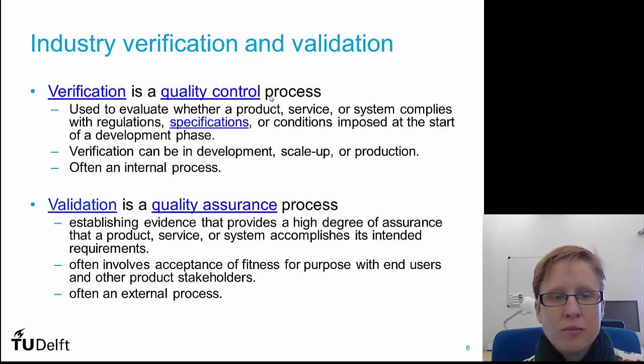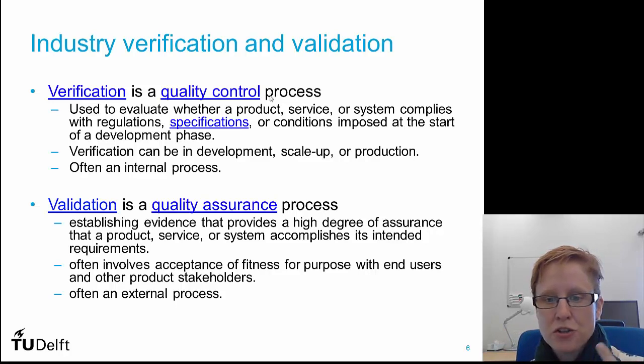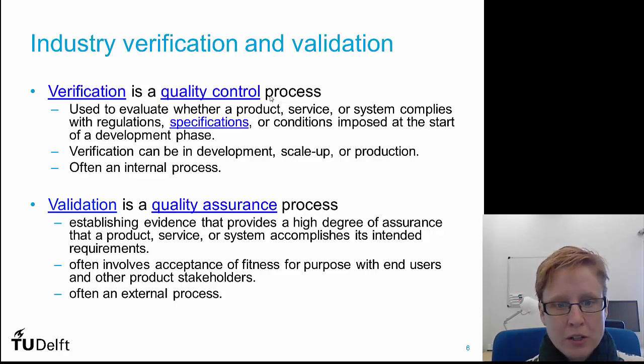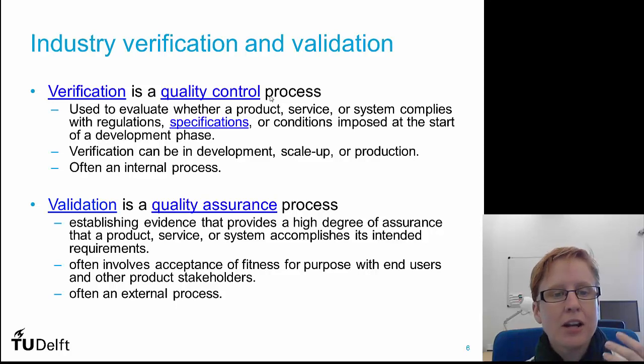So how does industry do this? Well, if you look at industry verification and validation, you actually see that verification is like a quality control process. It's used to evaluate if a product, a service, a system, or whatever it is that they make, actually complies with regulations, specifications, and conditions imposed at the start of a development phase. For instance, certain original equipment manufacturers, such as Airbus and Boeing, have specifications on the staff that are allowed to work on processes. They have to have certain training. Do you meet airworthiness regulations, all these things are in the verification process.